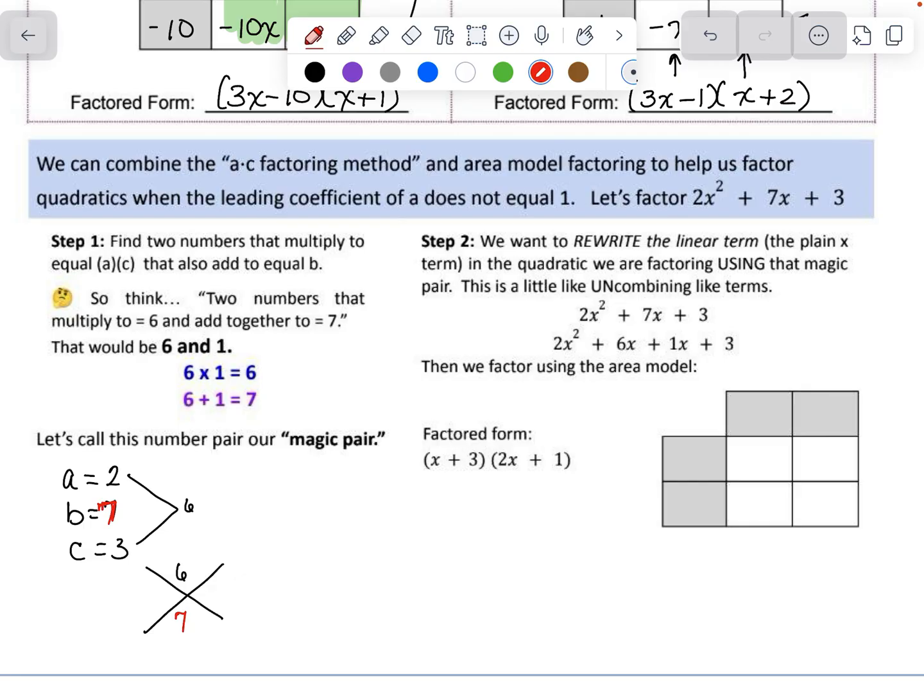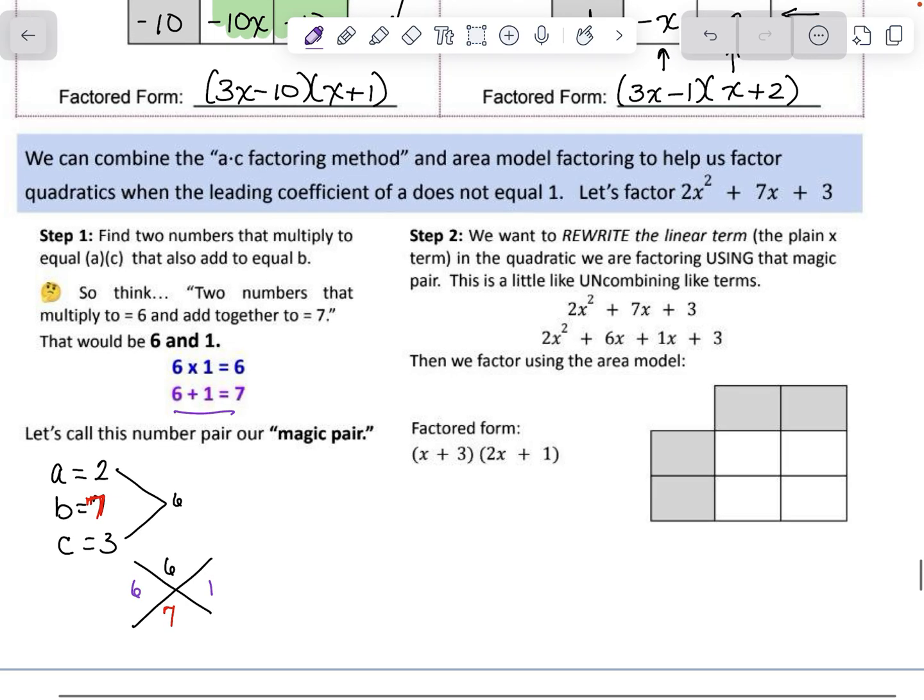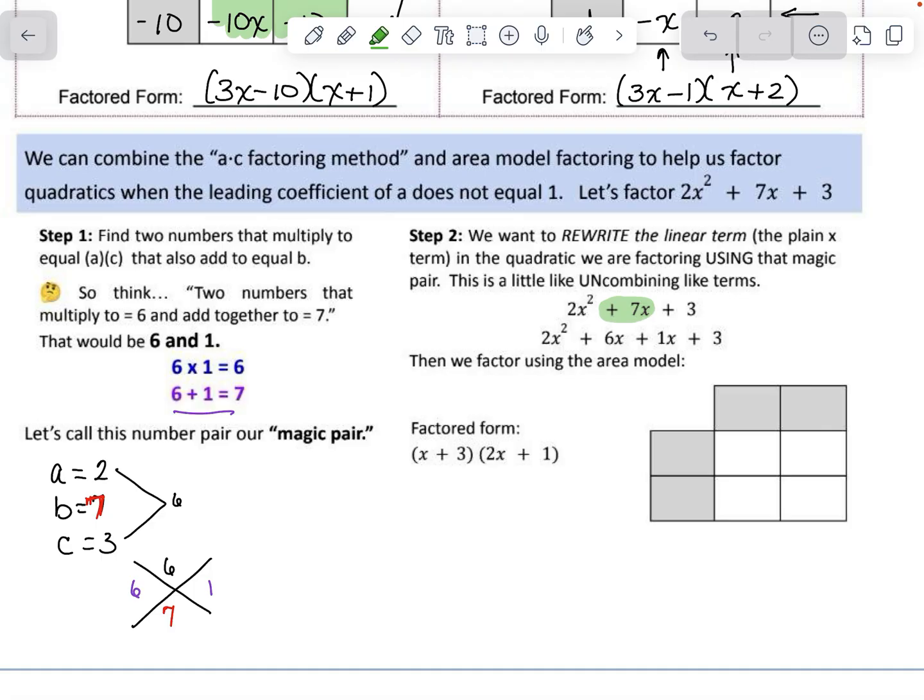And hopefully you can see that that's going to be 6 and 1. Think about that. 6 times 1 is 6. 6 plus 1 is 7. So you'll hear me talk about that as being our magic pair of numbers. So that's going to be 6 and 1. And then what that helps us do is we rewrite the 7x using that 6 and 1 that we found over here. So we're going to expand that 7x to be 6x plus 1x.